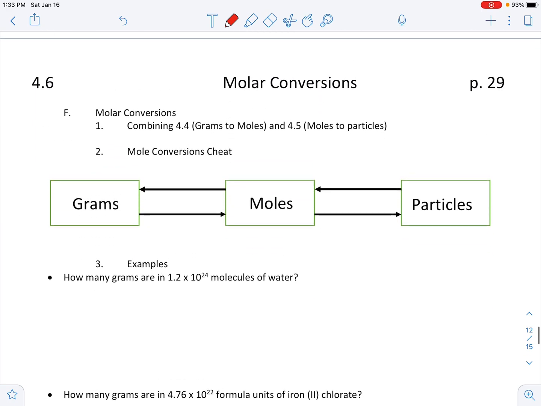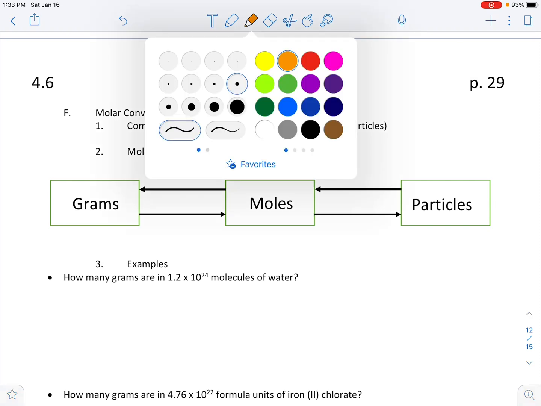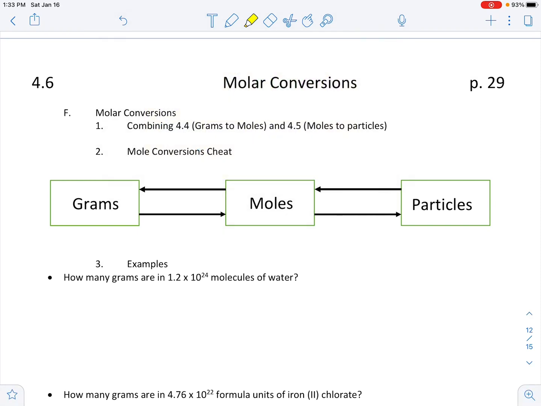Okay, for the past couple of days, we've been talking about little pieces of this, and today we're going to put it all together in one big shebang. This is 4.6. Like I said, this is our last day of notes for this unit, so we're going to have molar conversions, and this is page 29.